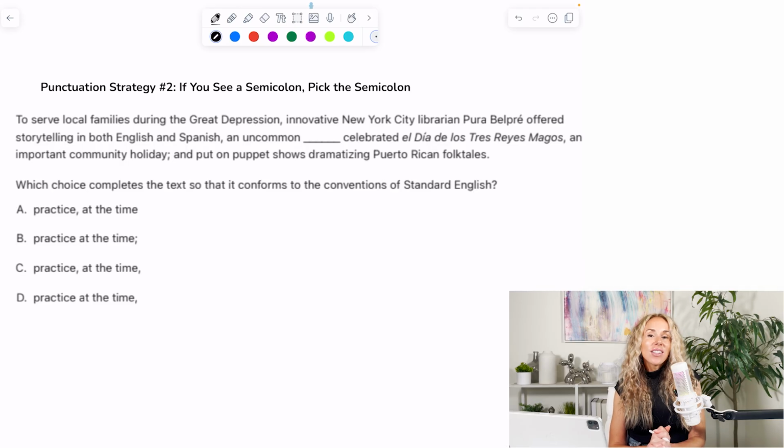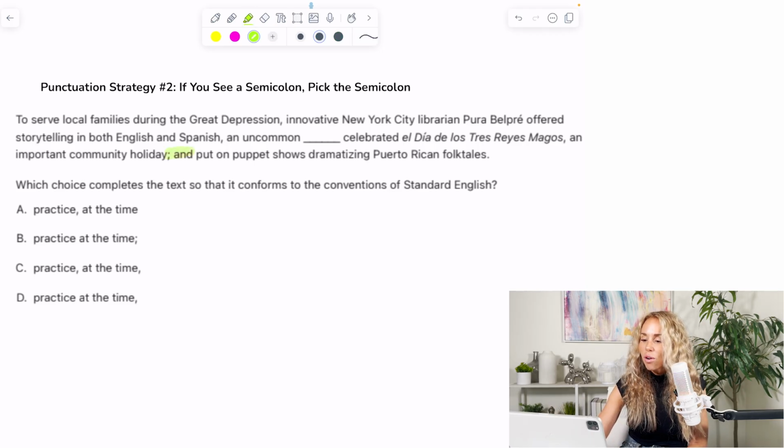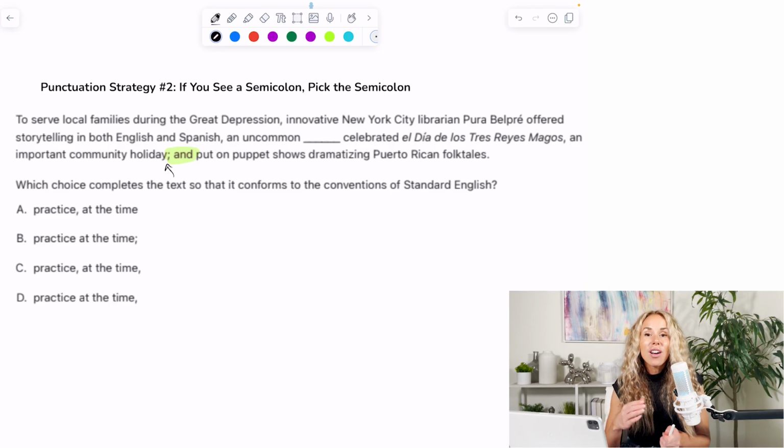Okay, here is another strategy for you guys. If you see a semicolon already in the sentence, I want you to pick the semicolon, especially if you notice the semicolon comes right before the word and. If it comes before the word and, they are certainly listing three things and using semicolons to separate the items. So you're going to go with B because there's a semicolon there.